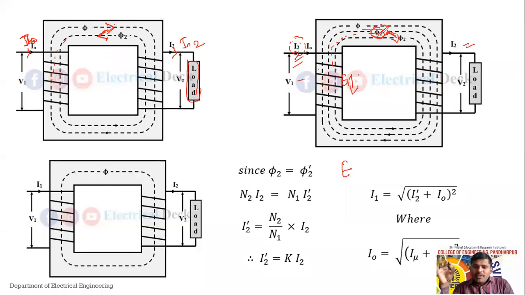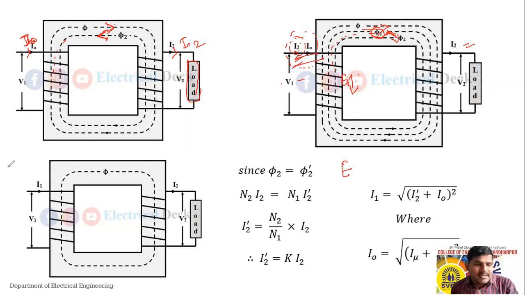So if the effect is neutralized, is there any distortion in the main flux? No, sir, no distortion. So only the resultant value of flux remains in the transformer. At that situation the transformer takes a primary current I1, which is the vector sum of these two currents.